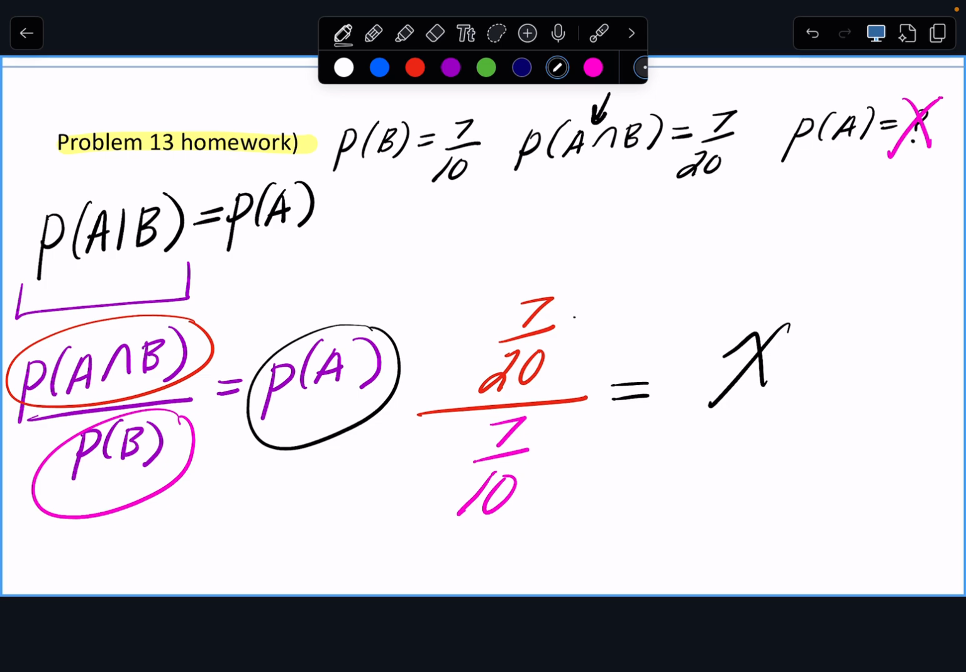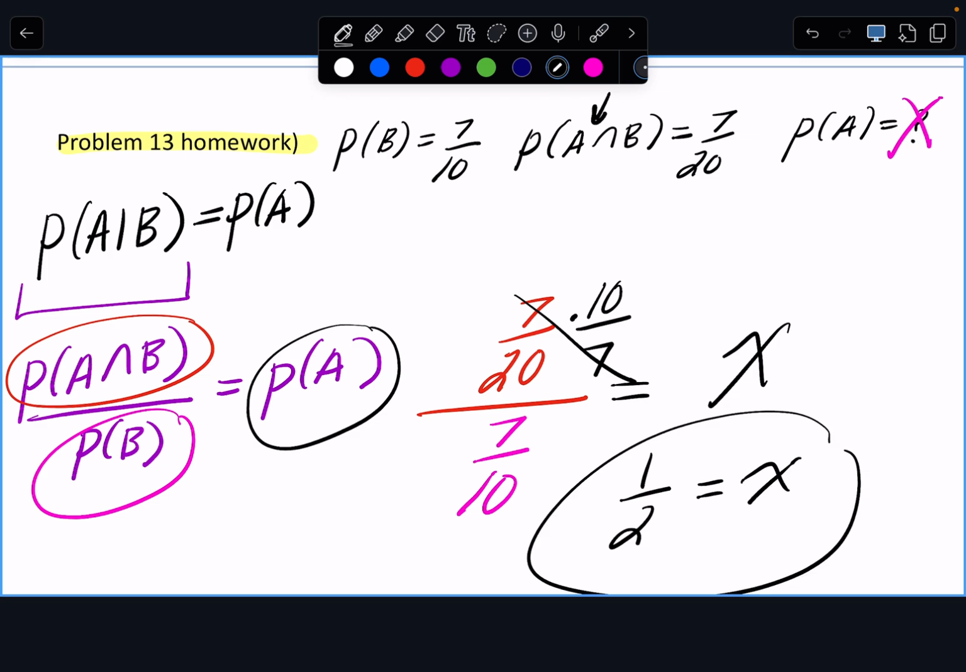Okay. You just probably did it by hand. 10/7. The 7's divide out. 1/2 equals X. Good. But your calculator could do that for you if you are needing to do it in your calculator.